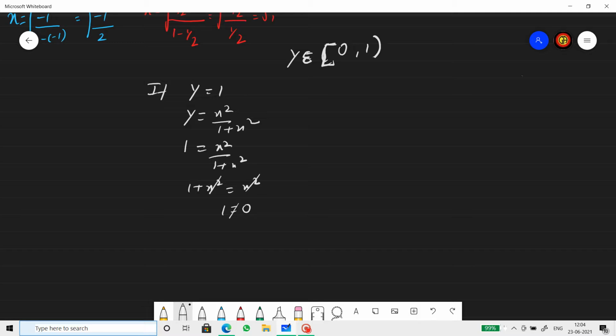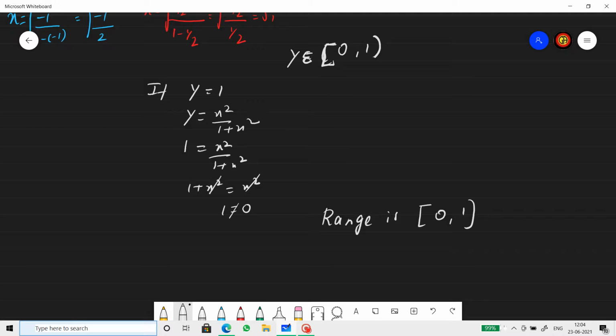So therefore, y equal to 1 does not give you any value of x that belongs to the domain set. Hence, the range of the function is [0, 1), closing the bracket. So whatever we said for y, that will be the range of the function also.